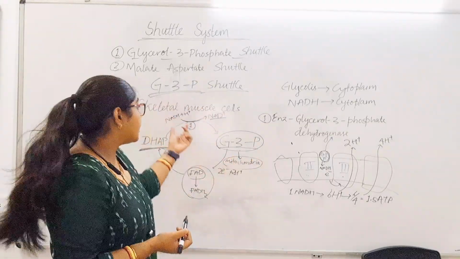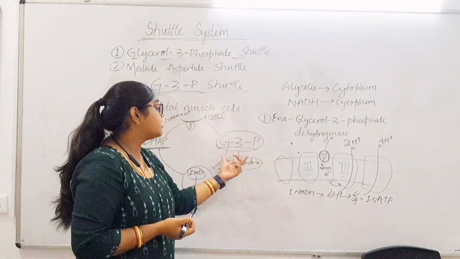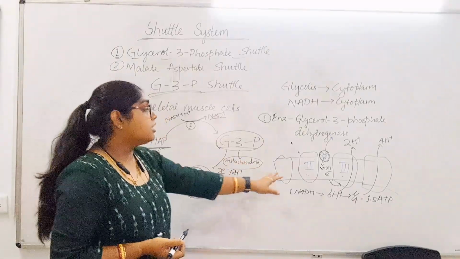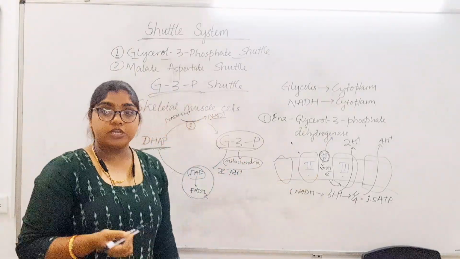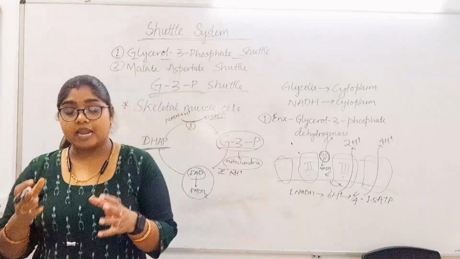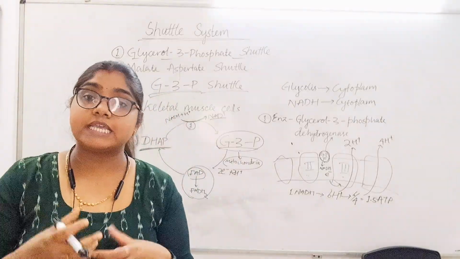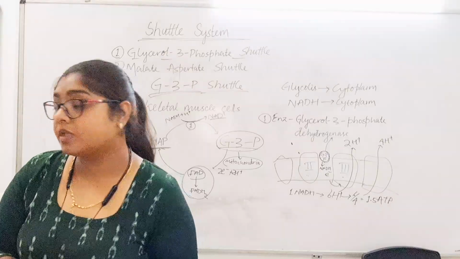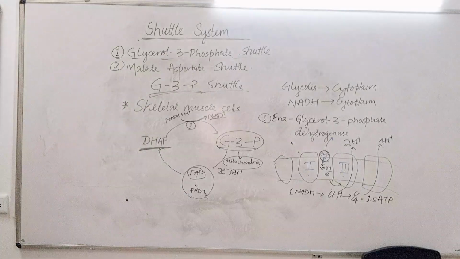This is how the NADH moves in the form of glycerol 3-phosphate to the mitochondria and into the electron transport chain to regenerate the NAD+. Now, let's move on to the second type, that is the Malate aspartate shuttle. So let's go for the second type.